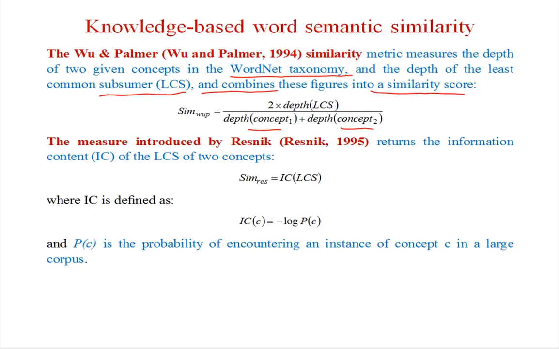The measure introduced by Resnik returns the information content of the least common subsumer of two concepts, meaning the information content of the LCS. Here information content is minus log P(c), where P(c) is the probability of encountering an instance of concept c in a large corpus.